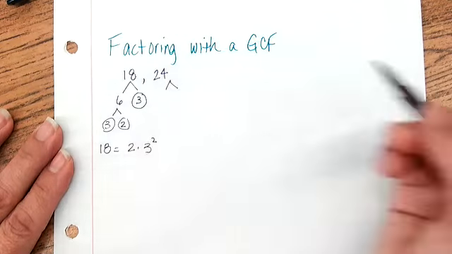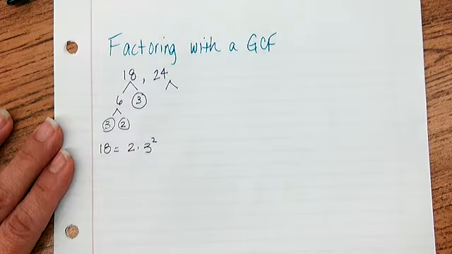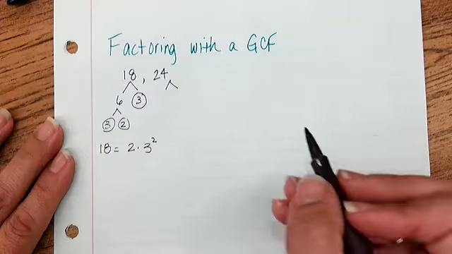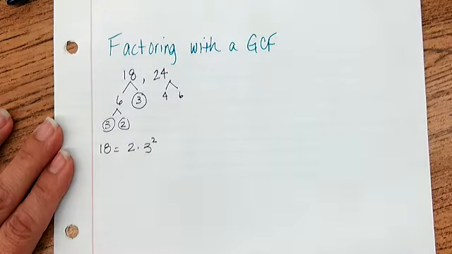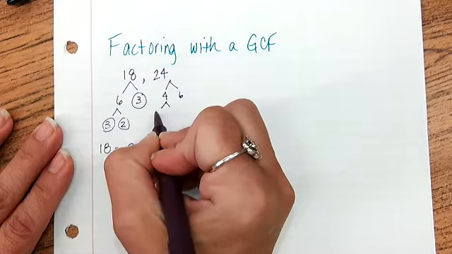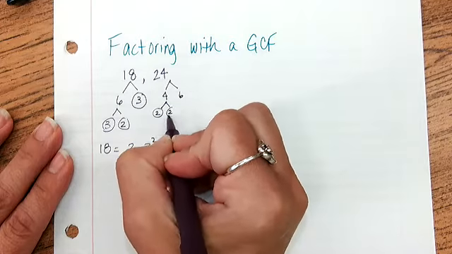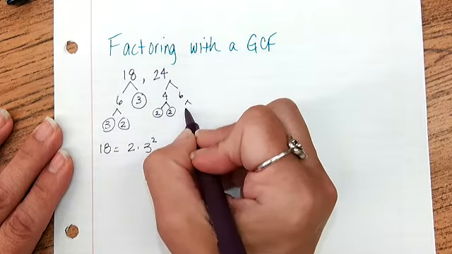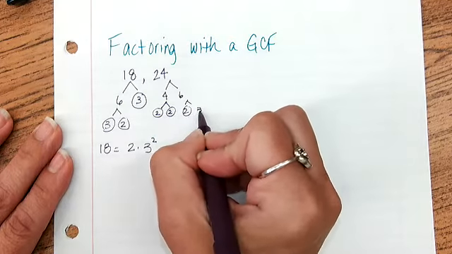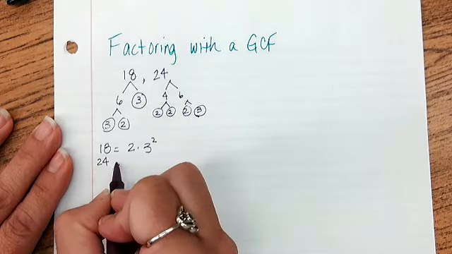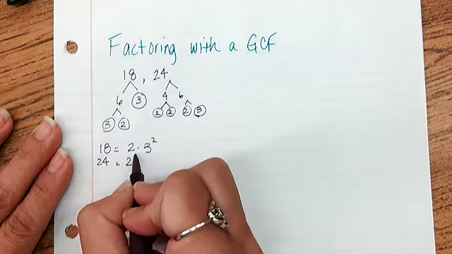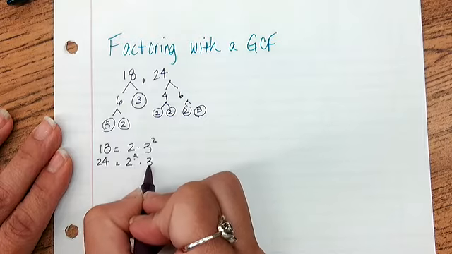24, you can start with 2 and 12, 8 and 3, 4 and 6, it doesn't matter. I'm going to start with 4 and 6. 4 is 2 times 2, and 6 is 2 times 3. So 24 factors as 2 cubed times 3.